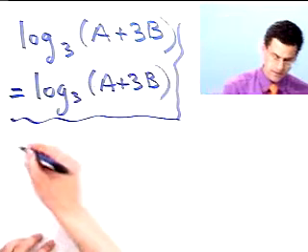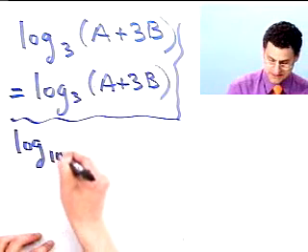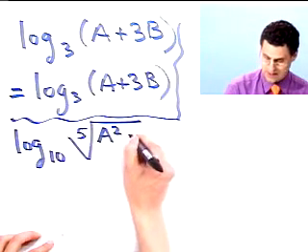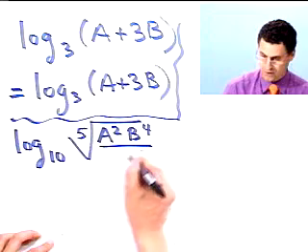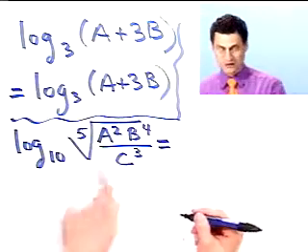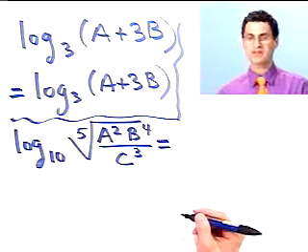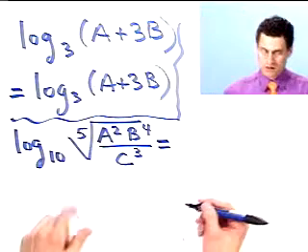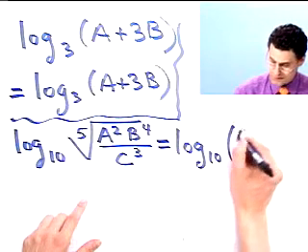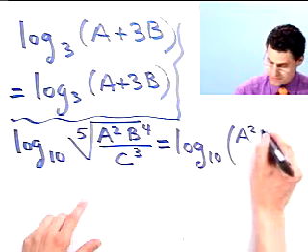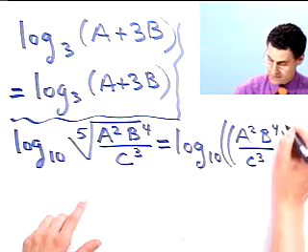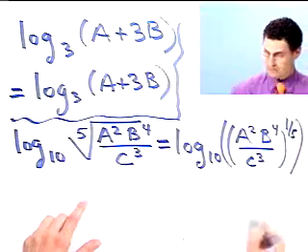All right, one last one. Log base 10 of the 5th root of a squared b to the 4th, all divided by c cubed. Looks really awful, but watch how we can do this. First of all, a 5th root is the same thing as raising something to the 1/5 power. So in fact, this is just log base 10 of a squared b to the 4th over c cubed, and I raise the whole thing to the 1/5 power.